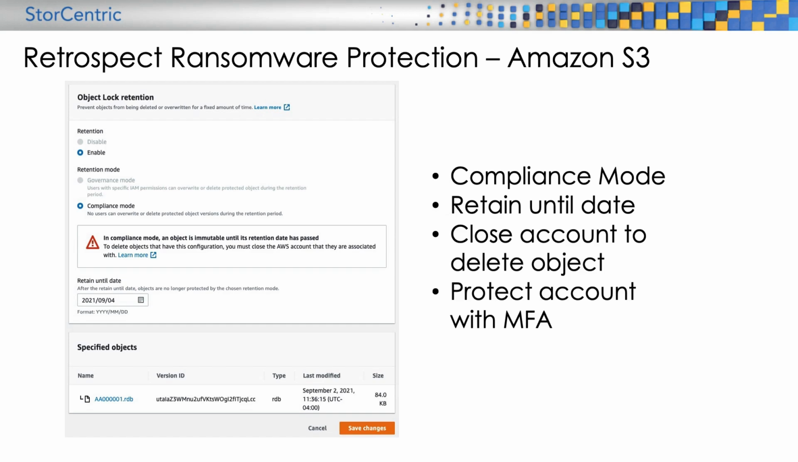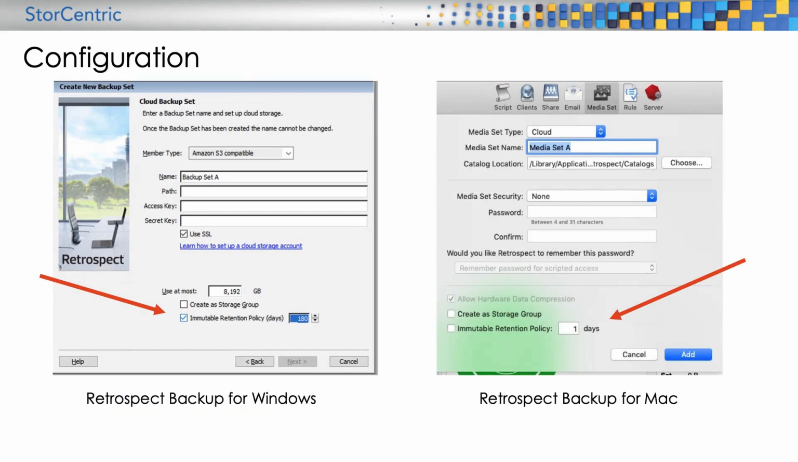You should protect your root account on Amazon S3 or any other cloud storage provider using multi-factor authentication, or MFA. Setting up an immutable backup set is as simple as ticking a single checkbox and setting the retention policy.